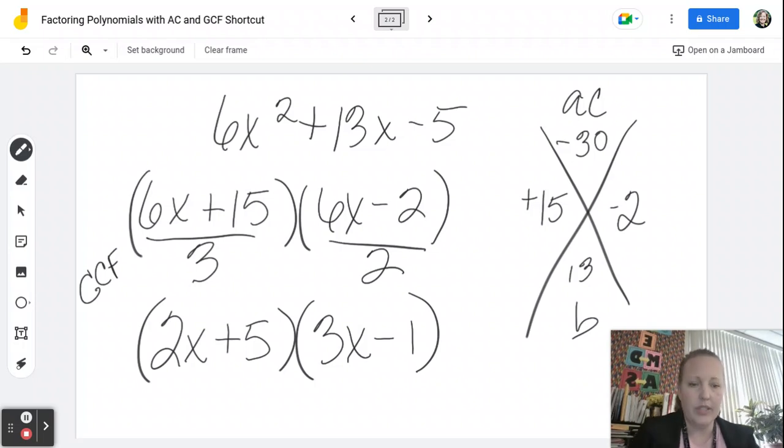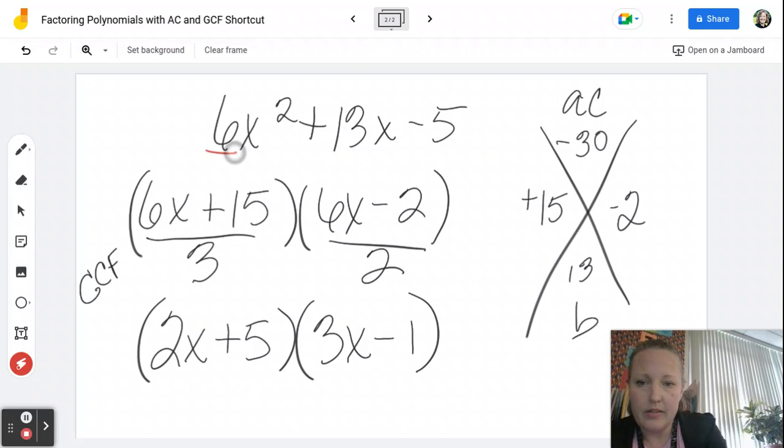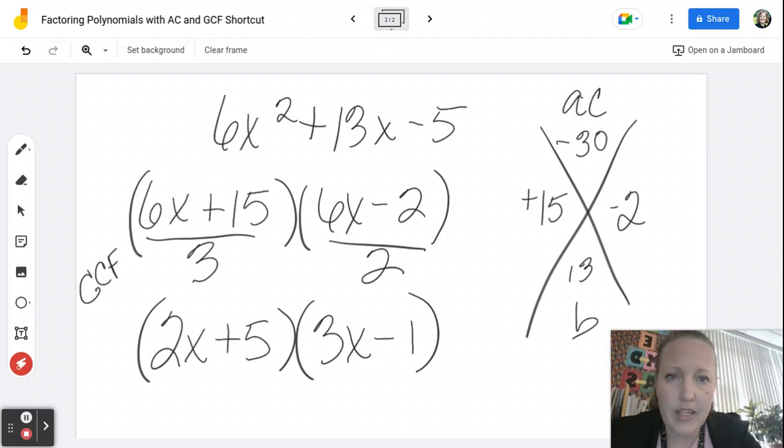Again, it's a nice shortcut. It does work for trinomials in standard form with the leading coefficient greater than 1. Again, if you like this, take it. If you don't, leave it.